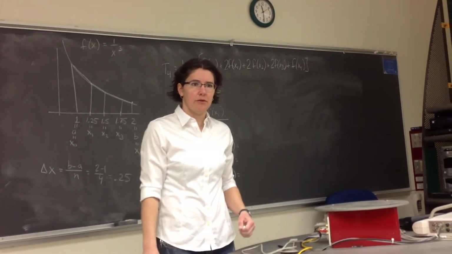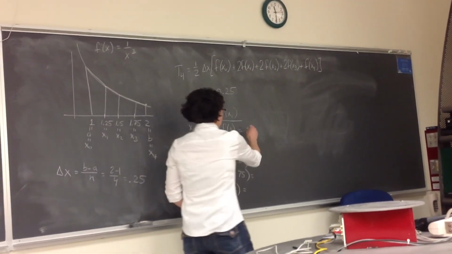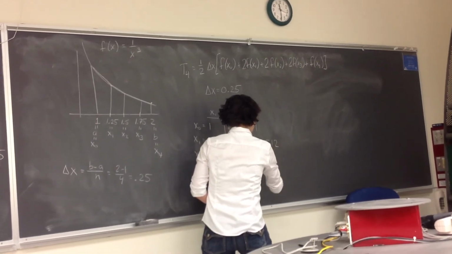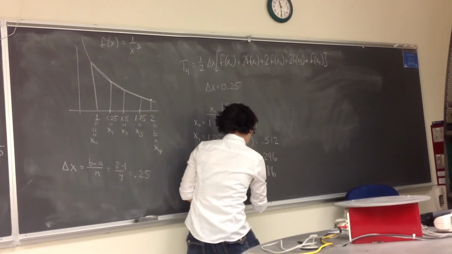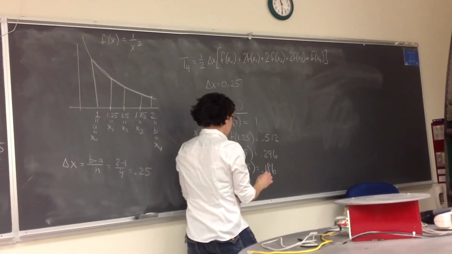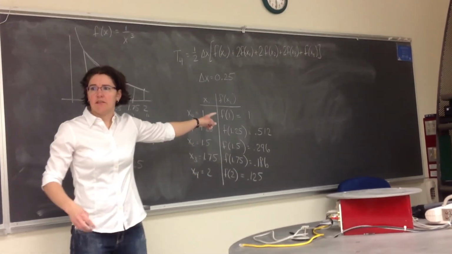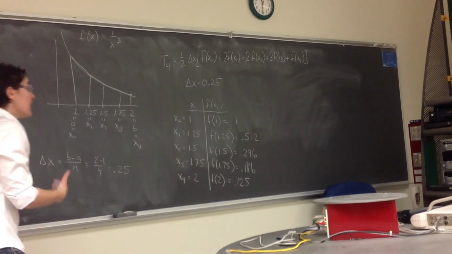Jeff, do you and your neighbor agree? Tell me what numbers you came up with. 1, 0.512, 0.296, 0.186, and 0.125. Okay, do I have a second on this list of values? Great. All right, so these are our y values.